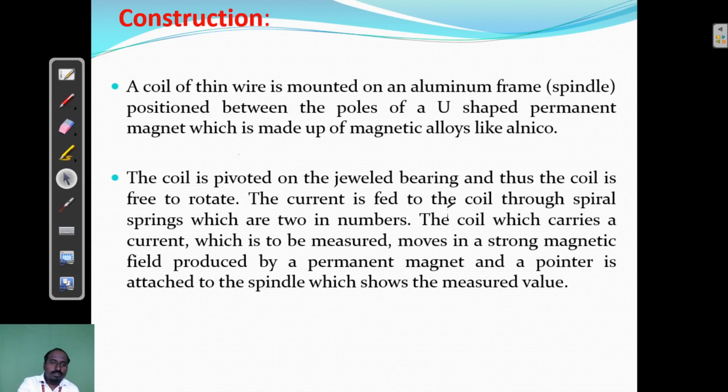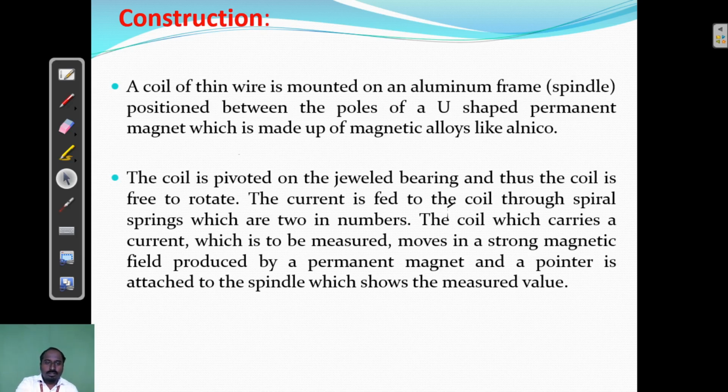So what is the construction part? We can see what are all the construction features of a permanent magnet moving coil instrument. It consists of a coil of thin wire mounted on an aluminum frame, which is positioned between the poles of a U-shaped permanent magnet. The permanent magnet is made up of magnetic alloys like alnico. Alnico is an alloy containing aluminum, nickel and cobalt.